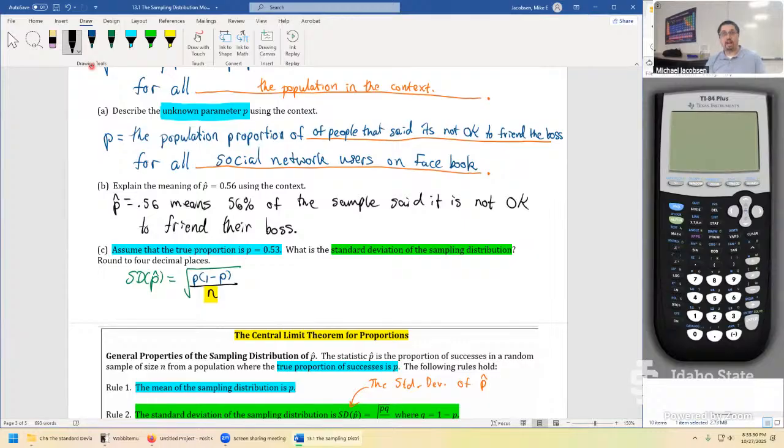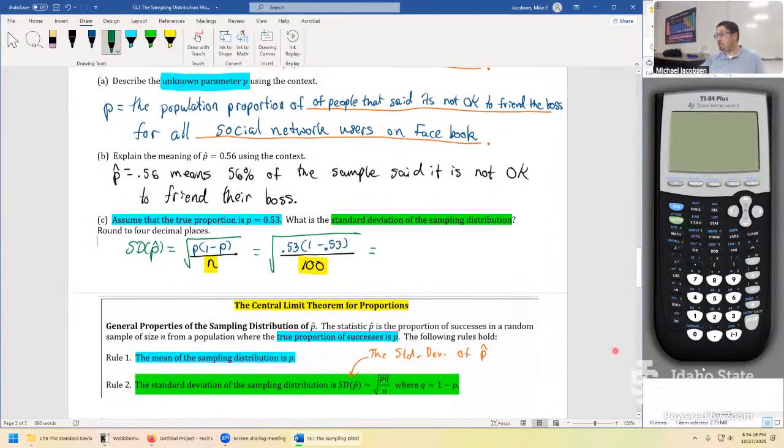Really, part C is just a practice run on how you would calculate something like this. Writing this down on paper, it's going to be 0.53 times 1 minus 0.53, divided by n, which was 100 that we looked up above. We have to put this into the calculator, round it to 4 decimal places. And this would be the width of that normal distribution. So let's give this a try.